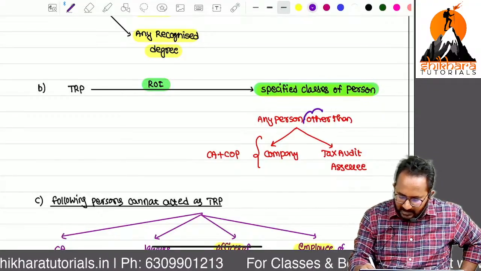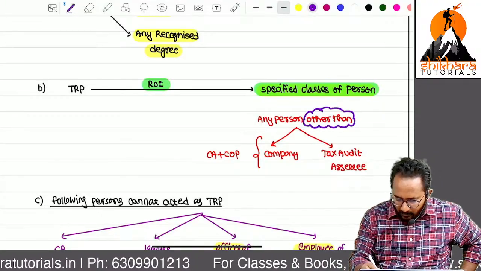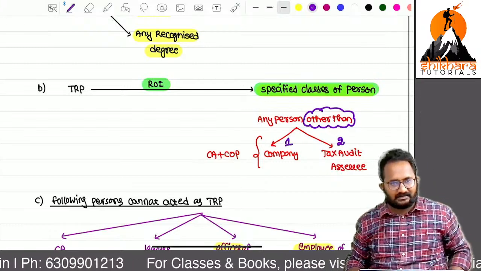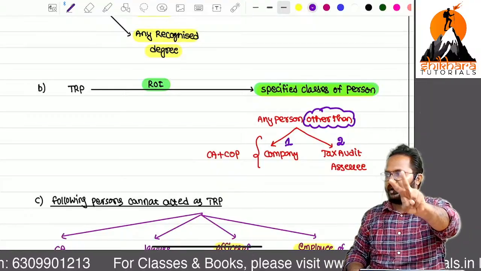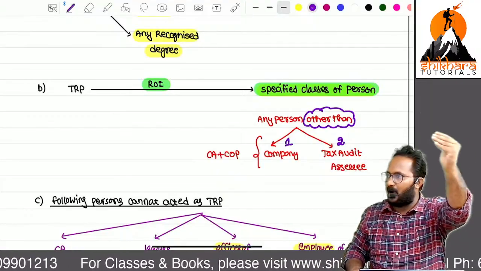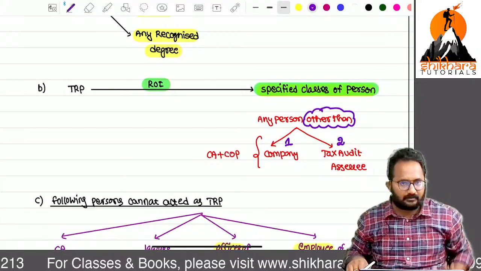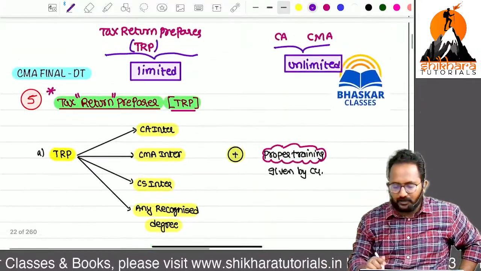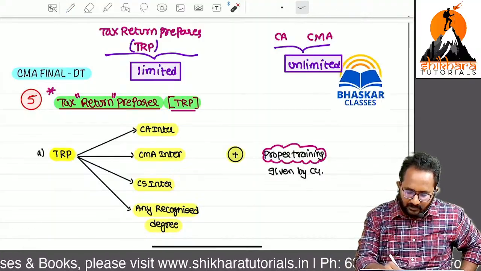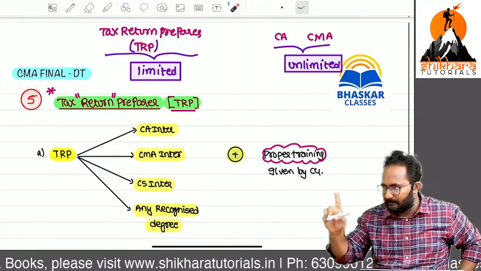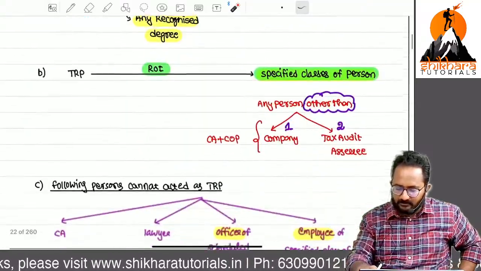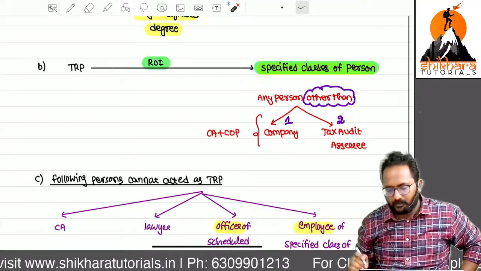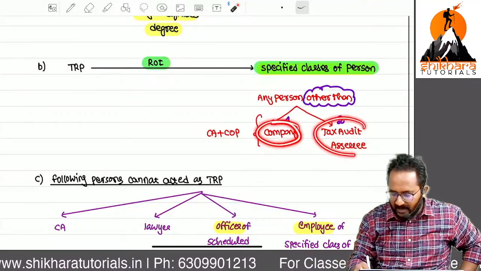Who are the specified class of persons? Any person other than two: one is a company, another is a tax audit assessee. These two types of returns you can't file. The remaining persons' returns you can file. If you are selected as a TRP, whose returns can you file? Specified class of persons. What do you mean by specified class of person? Any person other than two: company and tax audit assessee.